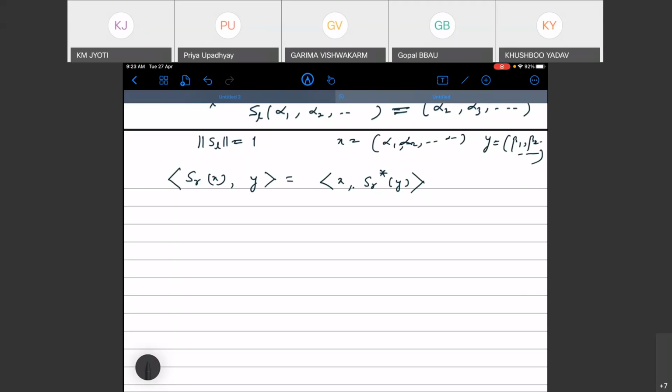Okay. So what is SRX? SRX will be 0, alpha 1, alpha 2 and so on, comma, beta 1, beta 2 and so on. So by definition, what is this? How do you take the inner product in L2?